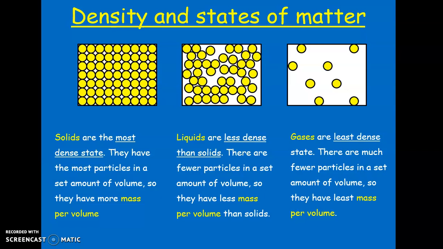There are fewer particles in liquids, so they have less mass per volume. Gases, on the other hand, are the least dense. There are far fewer particles in the same amount of space, so they have less mass per volume, they are least dense. If you would like to do so, pause the video and copy this information out.